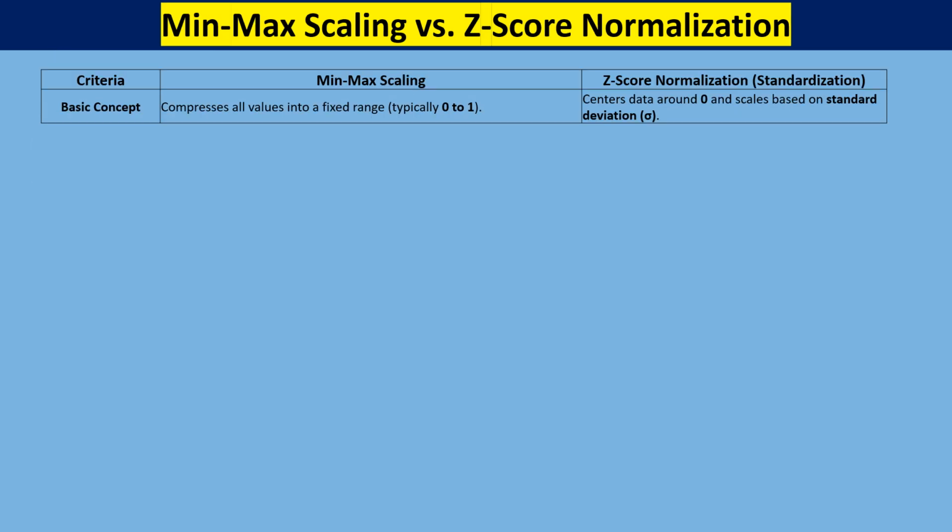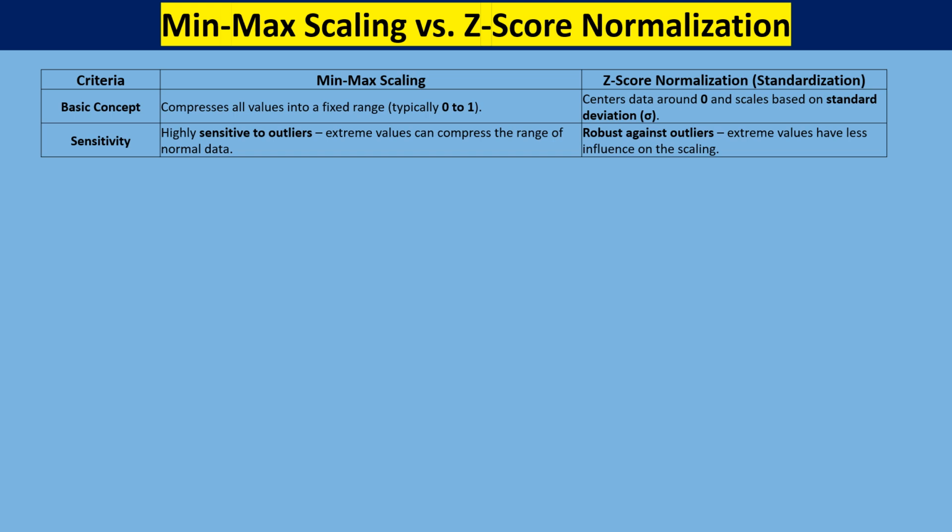Min-max versus z-score normalization. Basic concepts: min-max transforms features to a fixed range, especially 0 to 1. Z-score normalization, on the other hand, standardizes data by centering around 0 and scaling using standard deviation. This difference significantly affects how algorithms interpret feature magnitudes.